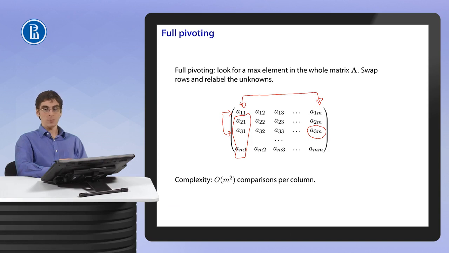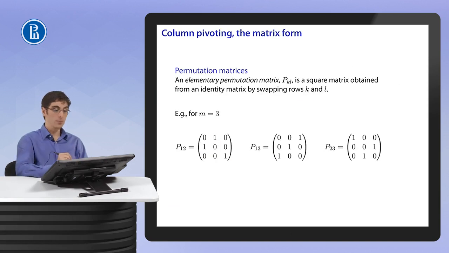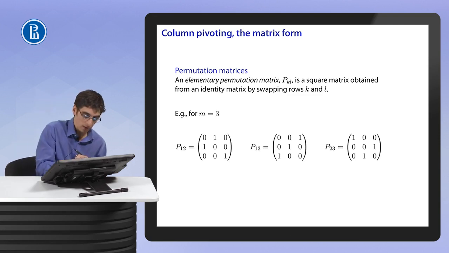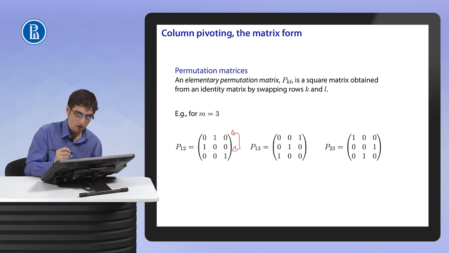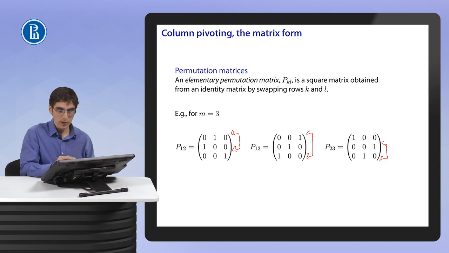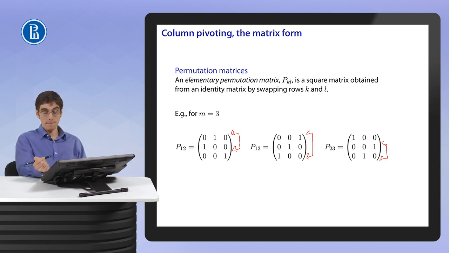Okay, so let's go back to column pivoting and let's see how we can fit it into the matrix formulation of the algorithm. For this I will need permutation matrices. So what's a permutation matrix, or more precisely an elementary permutation matrix? It is obtained from an identity by permuting two rows. So for example, when m equals 3, we can construct P12 by exchanging these two rows, or P13 or P23. And we can do it for any m.